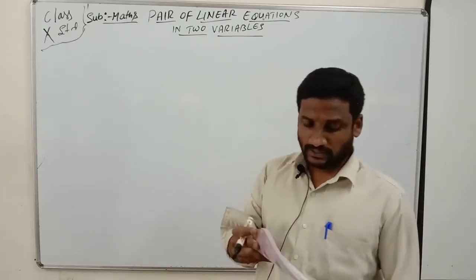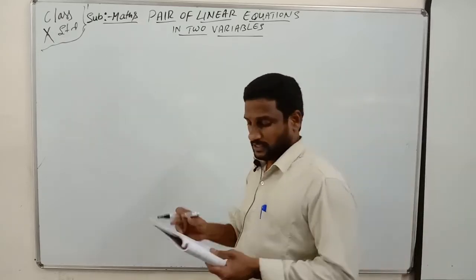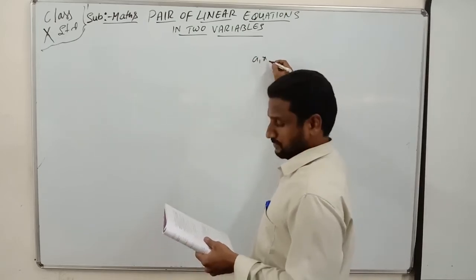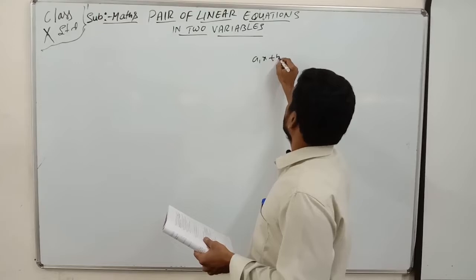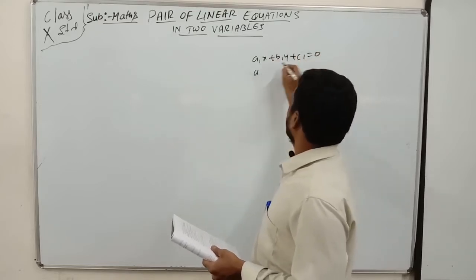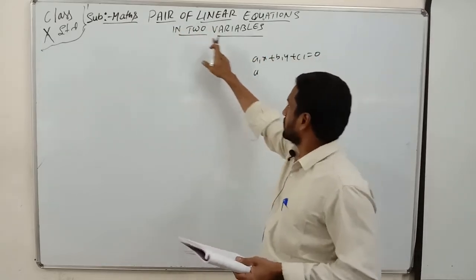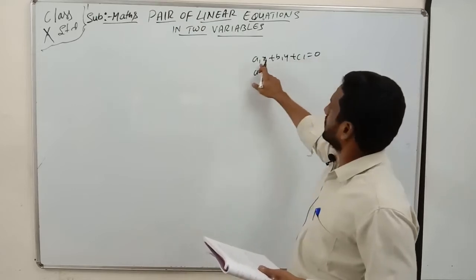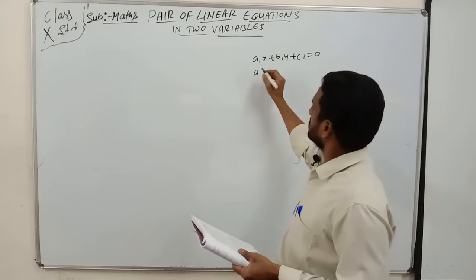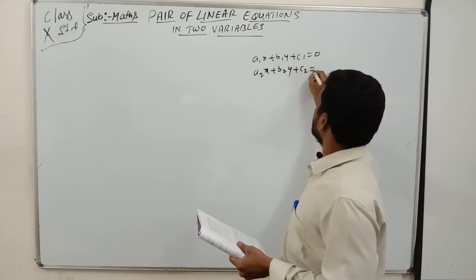So for example, the standard form, the general form of two variables, we can write like this: a1x plus b1y plus c1 is equal to 0. This is one equation, because pair means what? Pair of linear equation means two equations. This is one equation, that is a1x plus b1y plus c1 is equal to 0. Second equation is like this: a2x plus b2y plus c2 is equal to 0.